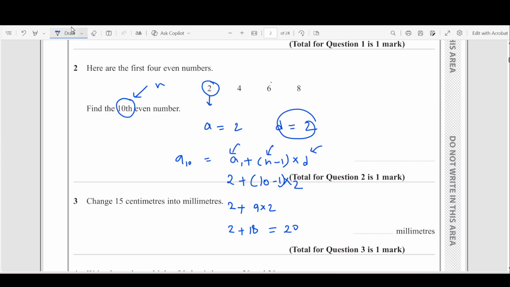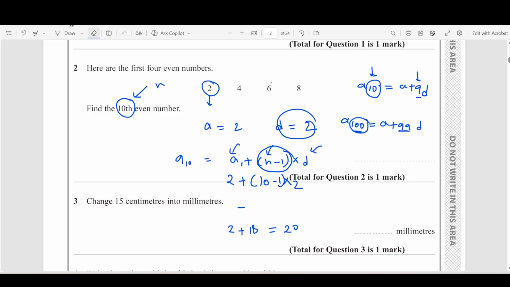You can also remember it like this: if we are finding the 10th term, the formula is going to be A plus 9D. This is always 1 minus this, like 10 minus 1 is 9. Let's say if you have to find the 100th term, you can write A plus 99D, because in the formula we have n minus 1 and this is n. So 100 minus 1 is 99. Like that. Now let's see the next question.